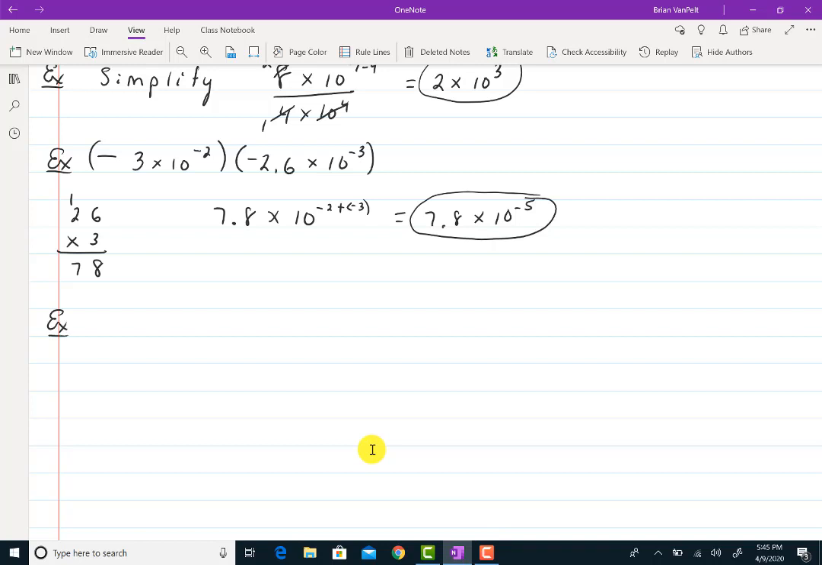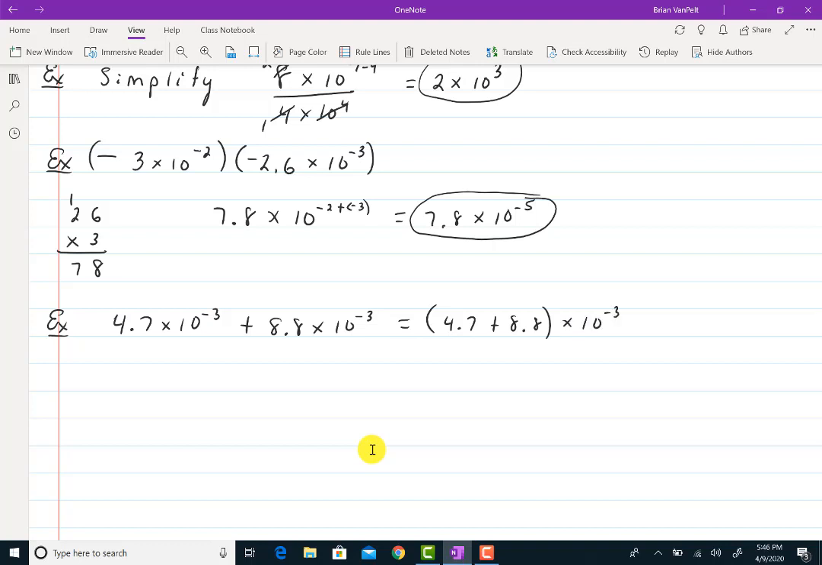Let's do another one. Here I have 4.7 times 10 to the negative 3 plus 8.8 times 10 to the negative 3. Well, notice that I can factor out the 10 to the negative 3, and I'll have the following: 4.7 plus 8.8, times 10 to the negative 3.